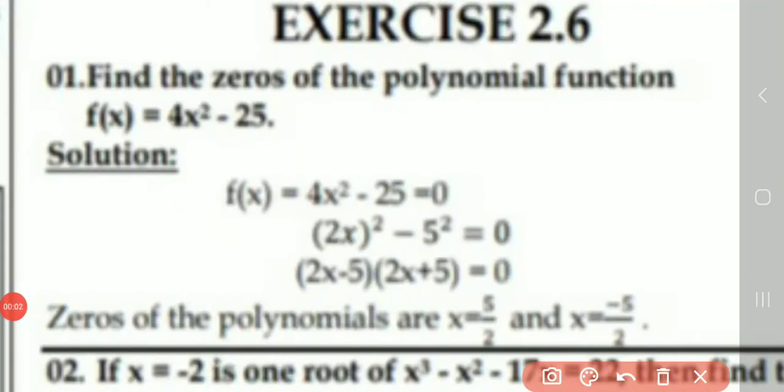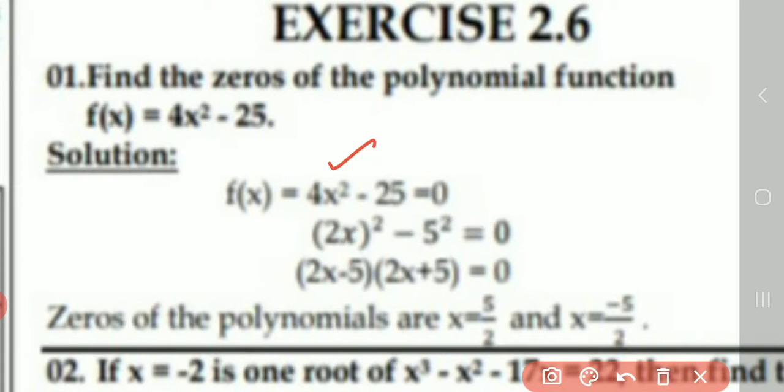Exercise 2.6. Find the zeros of the polynomial function f(x) = 4x² − 25. Here it's given f(x) = 4x² − 25. We have to find the zeros of the polynomial. For this, I want to equate the given function to 0. So f(x) = 4x² − 25 = 0.